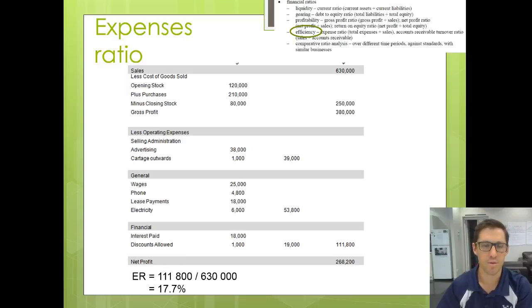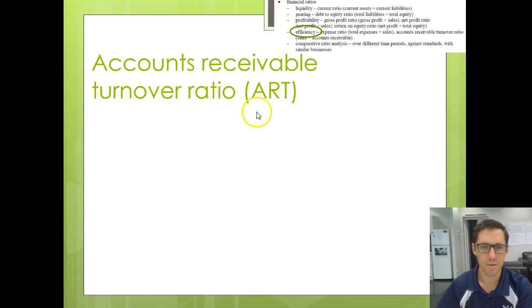The accounts receivable turnover ratio is a really important ratio because it's really measuring the efficiency of a business to be able to collect its outstanding accounts receivable. And there's a two-step process to the accounts receivable turnover ratio, which needs to be understood to convert a figure into a number of days. So how is it measured?